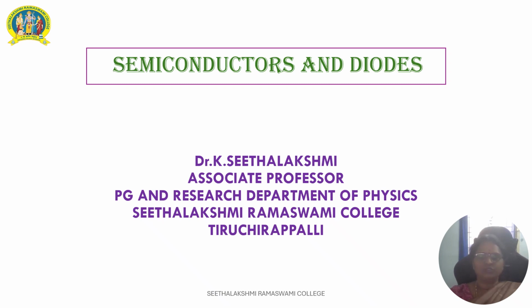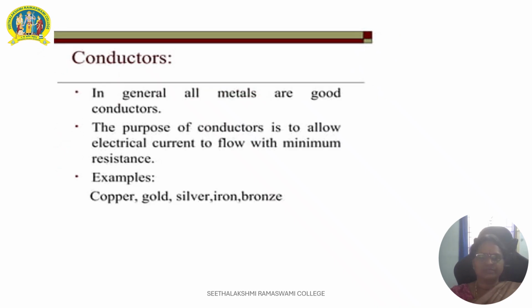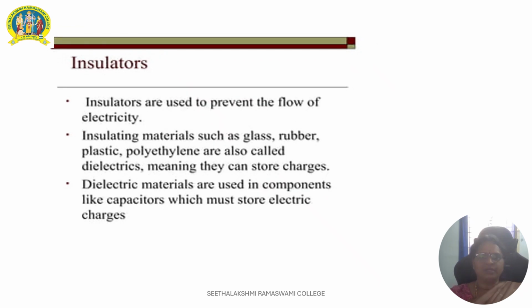Now, I am going to talk about semiconductors and diodes. You know well, the materials are classified into three categories: conductors, insulators, and semiconductors. First one, conductors. In general, all metals are good conductors. The purpose of conductors is to allow electrical current to flow with minimum resistance. For example, copper, gold, silver, iron, etc.